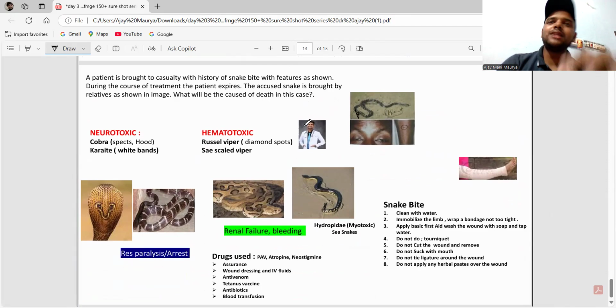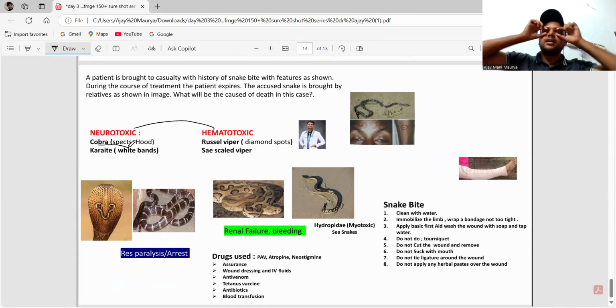See here, we have a total of 3 types of snakes: neurotoxic, hemotoxic, and myotoxic. But these two are very important. In neurotoxic, we have a total of two snakes. It is the cobra and the krait. Cobra and krait.